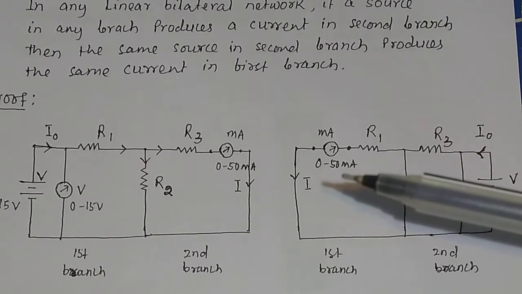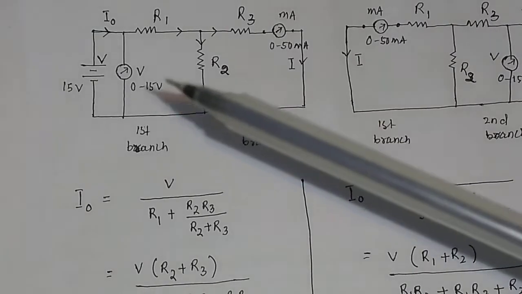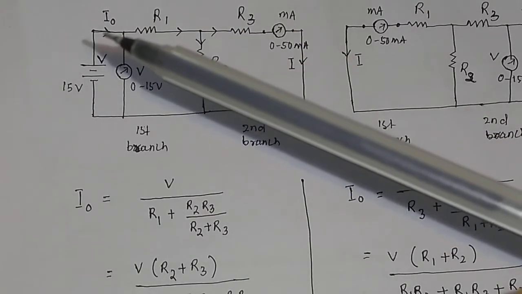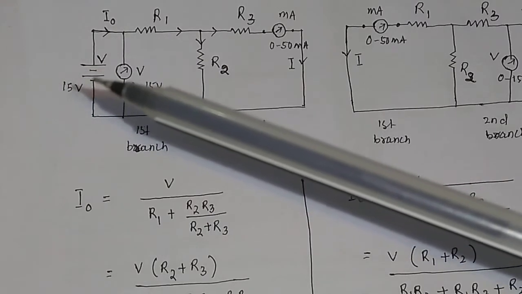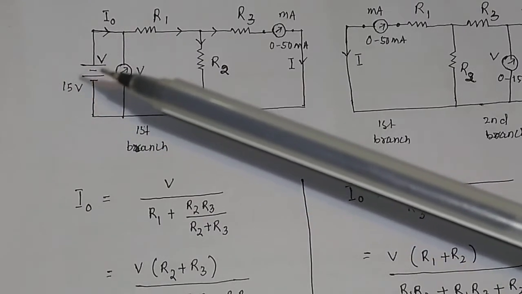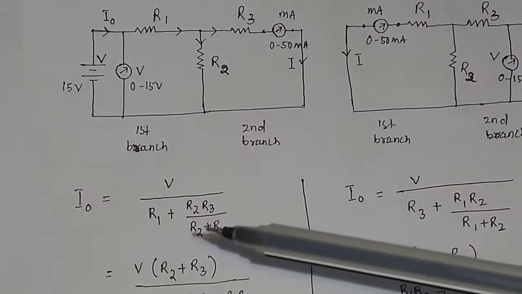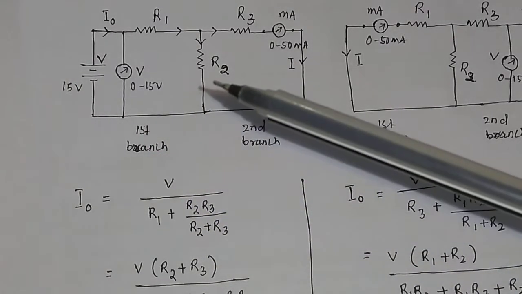Now let us prove it theoretically. Now you consider this figure. Suppose I0 is the current passing through the circuit due to this voltage source V. Then how you can find out the current? Current is given by voltage divided by the total resistance, Ohm's law. So what is the voltage? Voltage is equal to V. And what is the resistance?